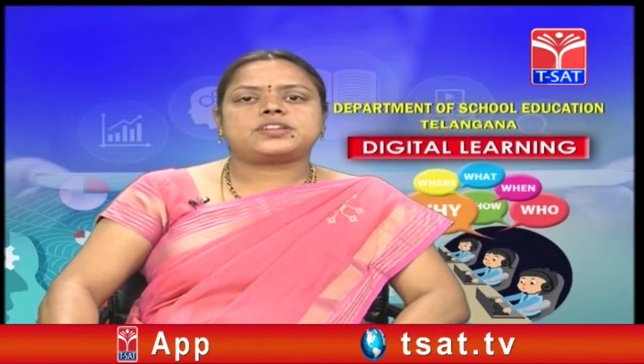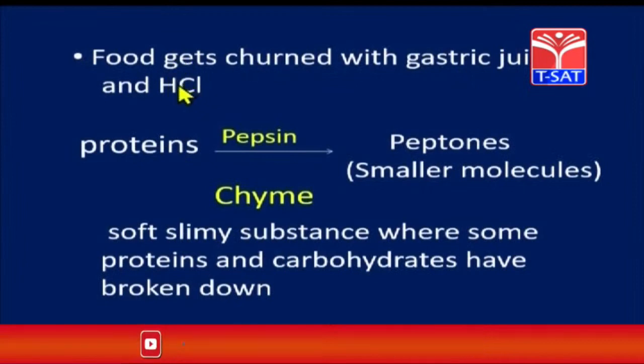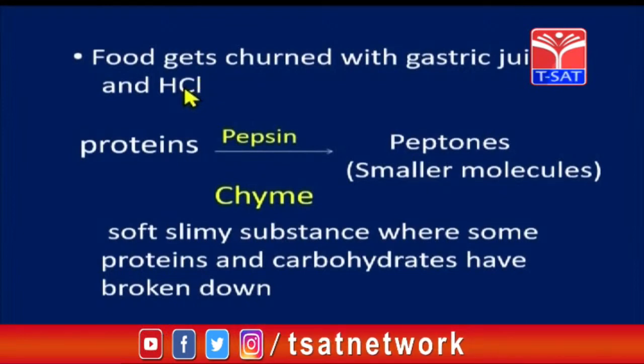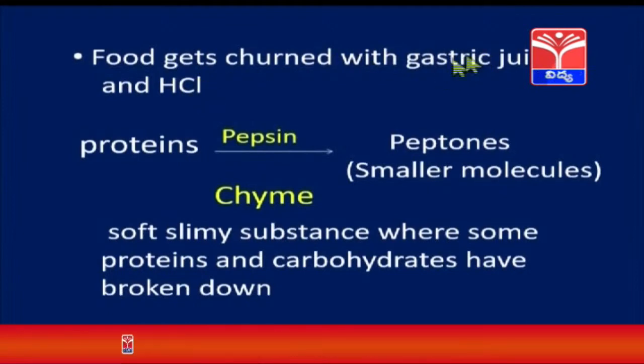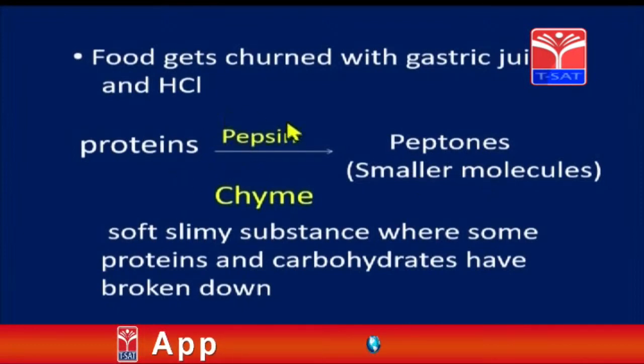Now, what is present in the stomach? Inside the stomach, gastric juices and HCl is present. Yes, children, our stomach consists of acid, that is hydrochloric acid. The food will mix with gastric juice and hydrochloric acid. Next, what is happening in the stomach? The proteins are complex substances. These proteins are broken down to peptones. That is nothing but the smaller molecules of proteins. What is the enzyme which is involved over here? It is pepsin.